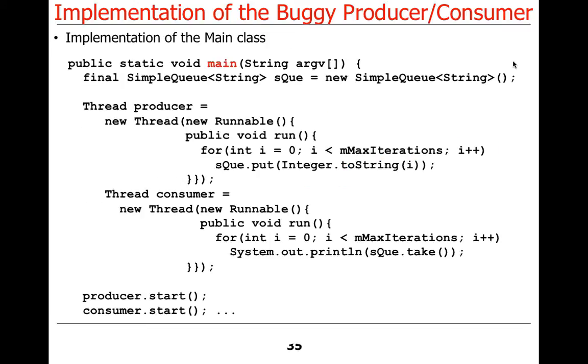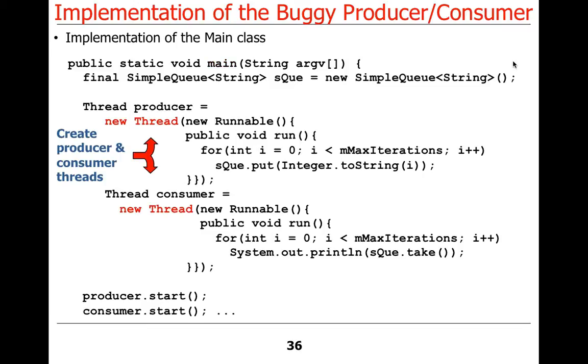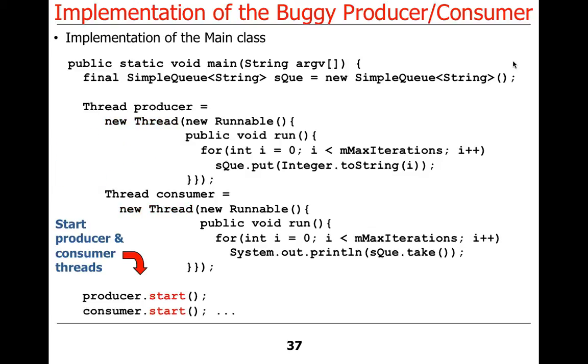Here's the main program. This is what does the work. It starts out by first creating the simple queue, and then it creates a couple of threads. This is the producer thread. This is the consumer thread. It then goes ahead and starts those threads. We'll look at this in a second to see what it's doing.